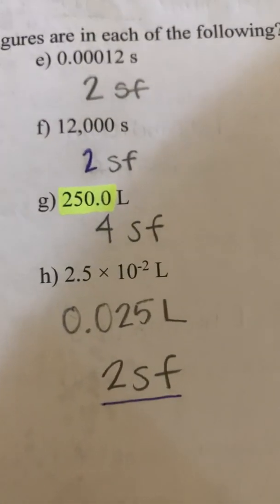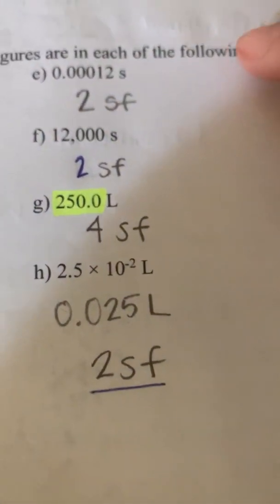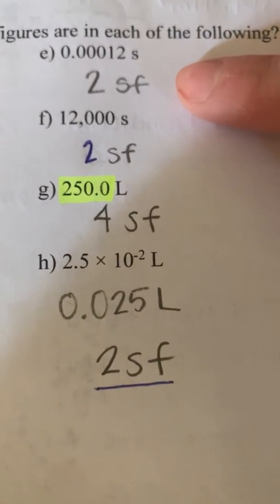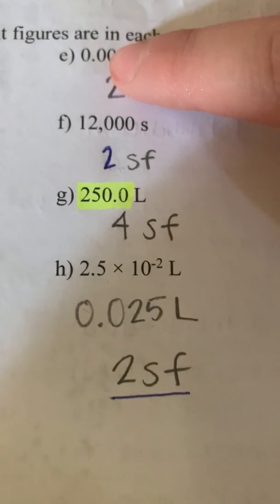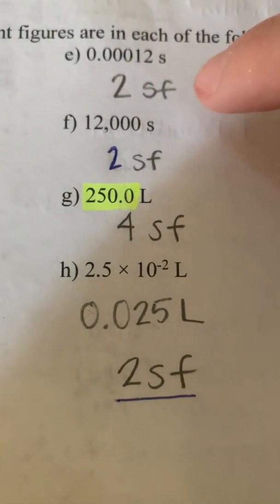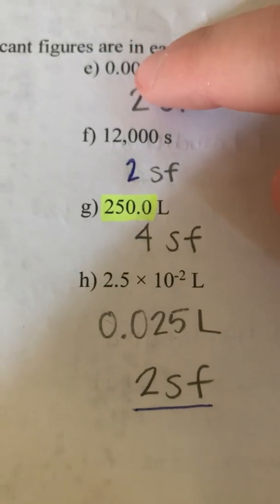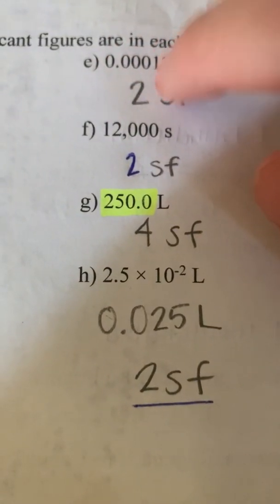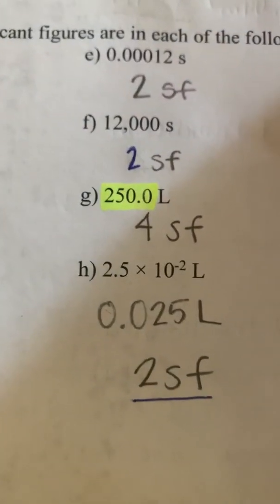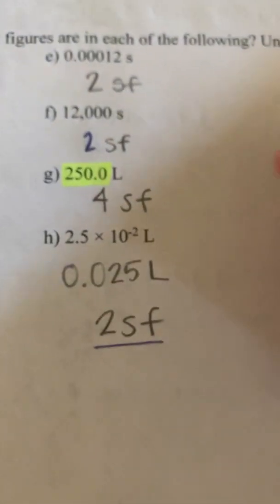Now here too, I'm going to go to letter E. It says 0.0012 seconds, or 0.00012 seconds. So for this one, same thing. Anything that's imaginary zeros in front of the real number or whole number, you don't count. So I just count 1, 2. I have 2 significant figures there.